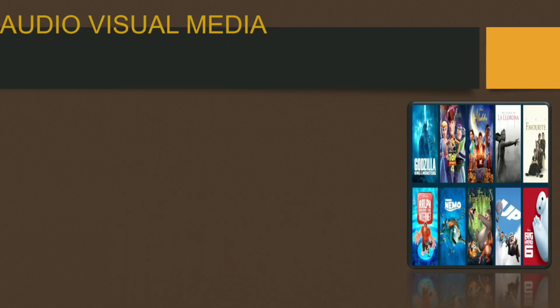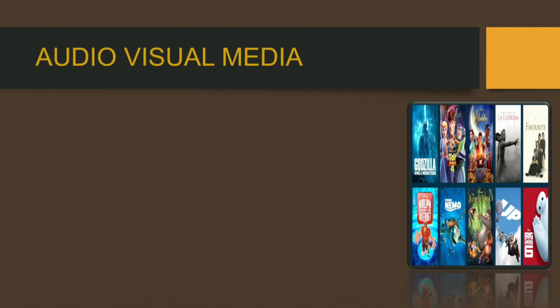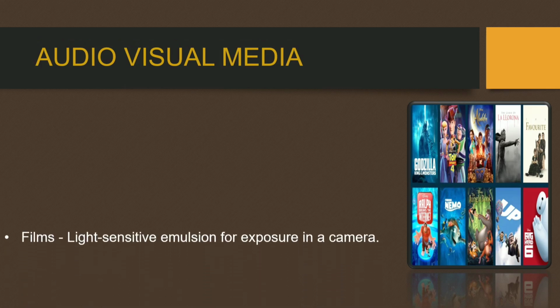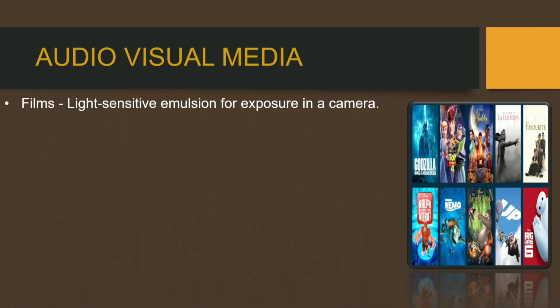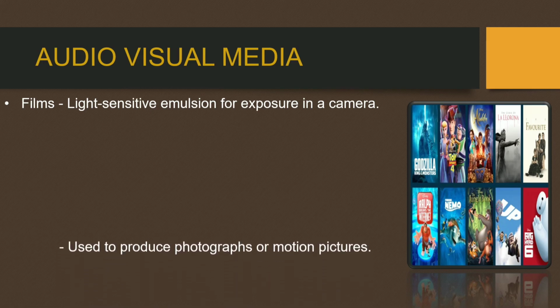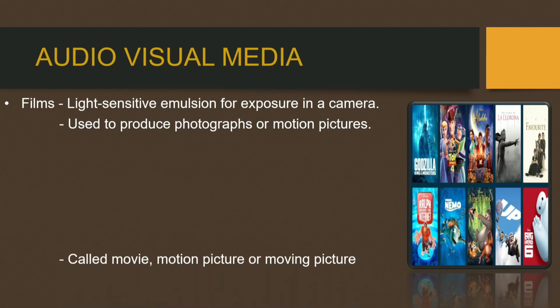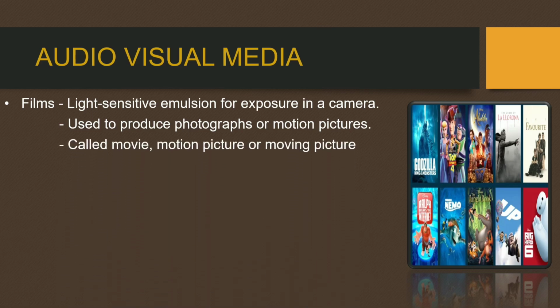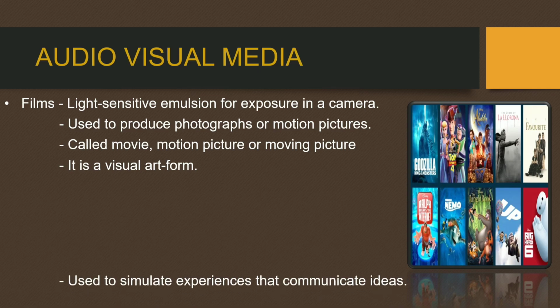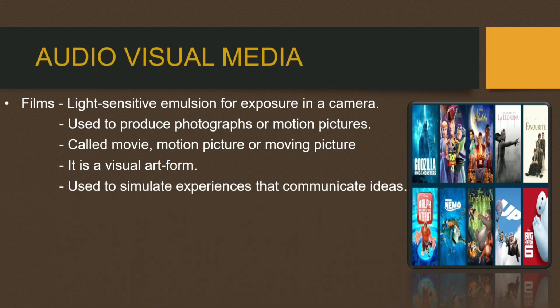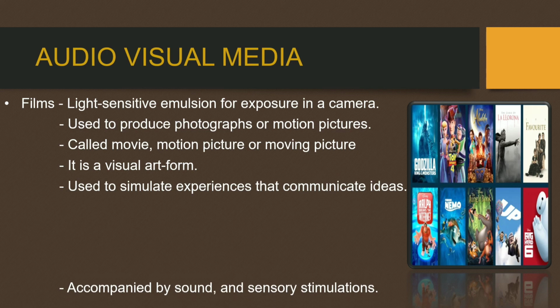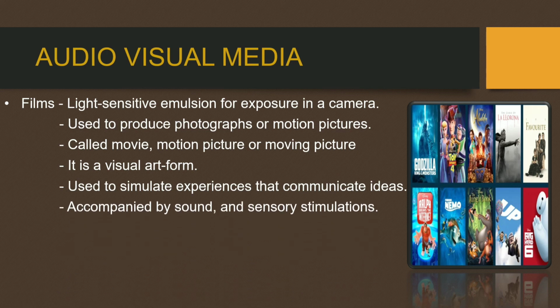So next is audiovisual media. Under audiovisual media are films, light-sensitive emulsion for exposure in a camera, used to produce photographs or motion pictures, called moving motion picture or moving picture. It is a visual art form used to simulate experiences that communicate ideas, accompanied by sound and sensory stimulations.